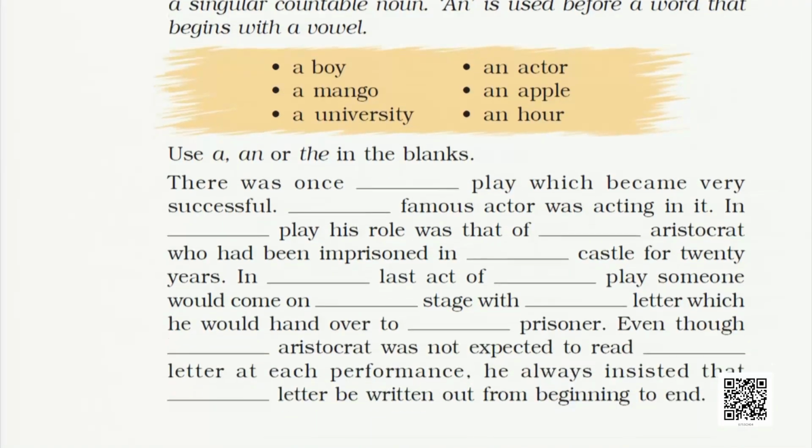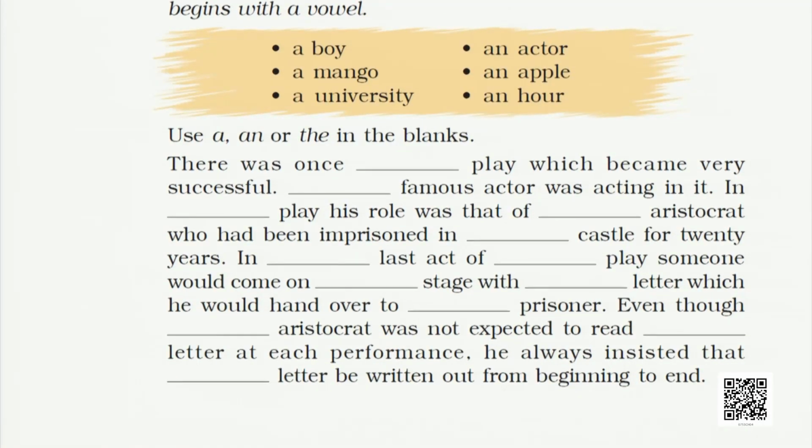So just try, suppose I am saying one-eyed man, what will you put before it? One-eyed man. So the sound that is coming is W. Okay, and W comes from either V or W. So what will you put before it? You will put a there, a one-eyed man and not an one-eyed man.